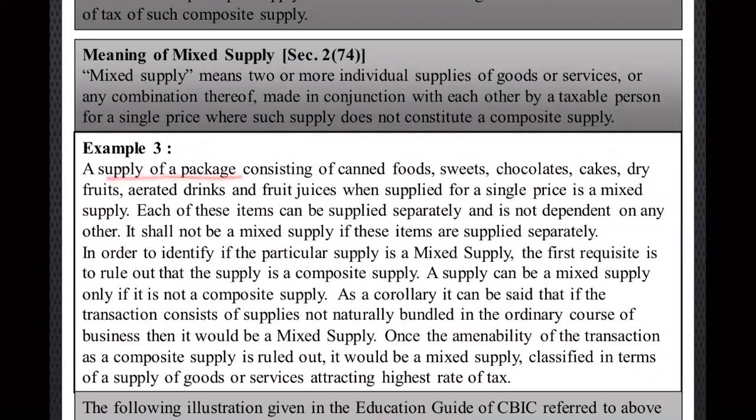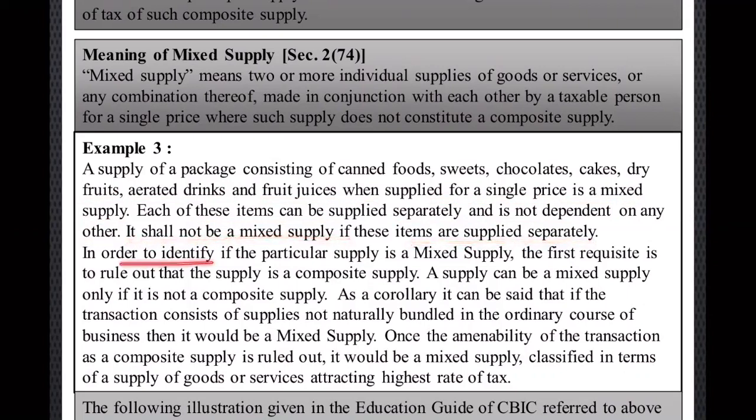Supply of a package consisting of canned foods, sweets, chocolates, cakes, dry fruits, aerated drinks, and fruit juices, when supplied for a single price, is a mixed supply. It shall be supplied for a single price; then only it will be a mixed supply. Each of those items can be supplied separately and is not dependent on any other. It shall not be a mixed supply if these items are supplied separately.